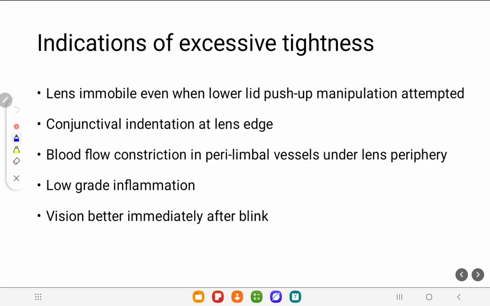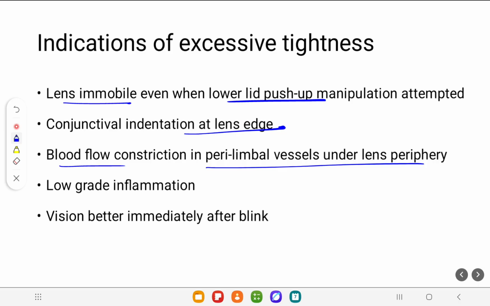So the indications of excessive tightness I have already told you. First, the lens is immobile, that's very important, even when a lower lid push-up manipulation is attempted; that's worse. If you do the lower lid push-up and the lens is still immobile, that's worse. Indentation at the lens edge is very important, but remember you will not see that immediately. After some time, blood flow restriction, and then perilimbal vessels under the lens periphery look red across the lens edge, but exactly at the lens edge it's white.